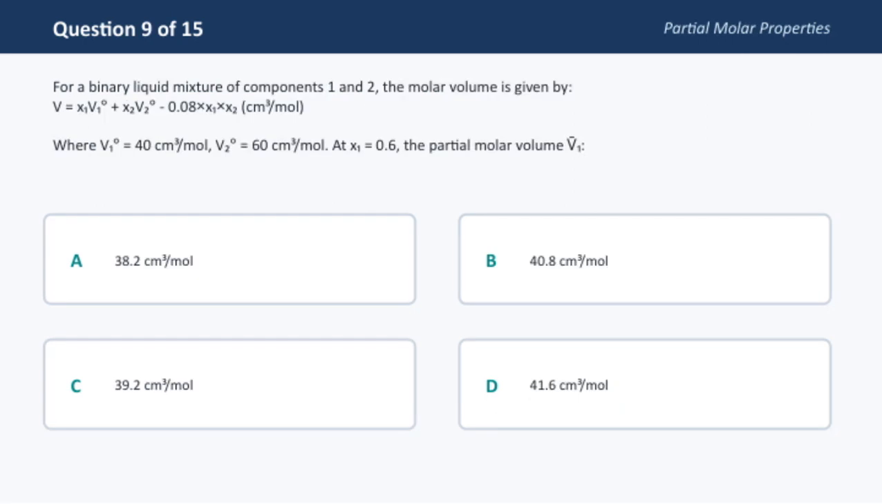Let's look at how we calculate the molar volume for a binary liquid mixture. The formula combines the pure component volumes with their mole fractions, then adjusts for interaction between the two components. Here, the pure volumes are 40 and 60 cubic centimeters per mole. At a mole fraction of 0.6 for component 1, we want to find the partial molar volume, a key property that tells us how each component contributes to the overall volume in the mixture.